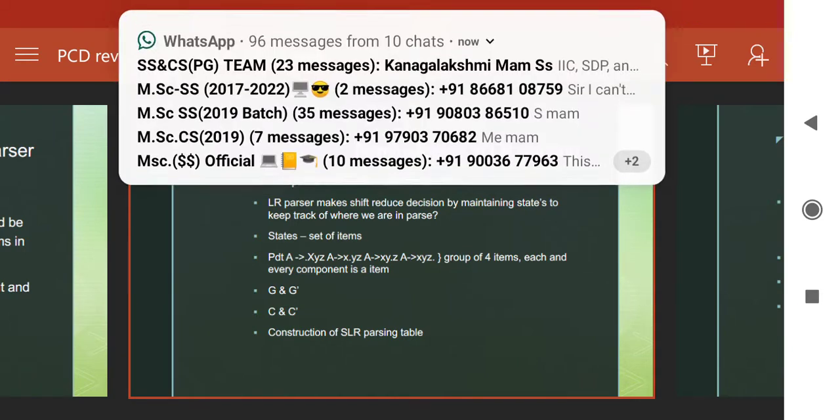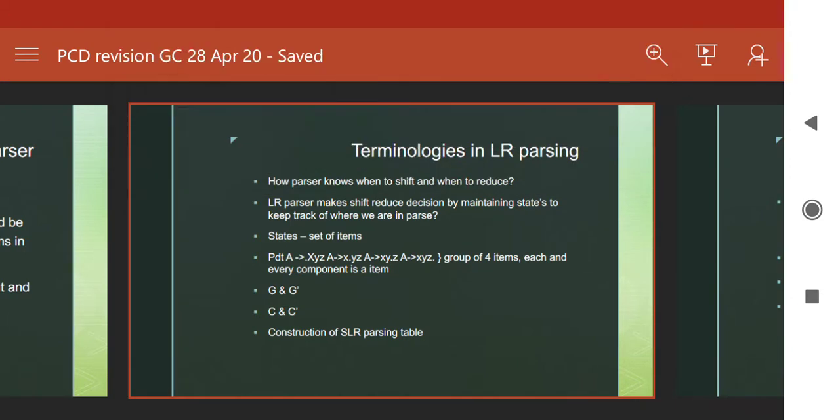Based on these things only we decide whether we have to shift or reduce. So the parser makes the decisions, whether it has to shift or reduce, based on these two things only, states and items. States in the sense the set of items that we have, we call it states, and each and every component in these states we call an item.